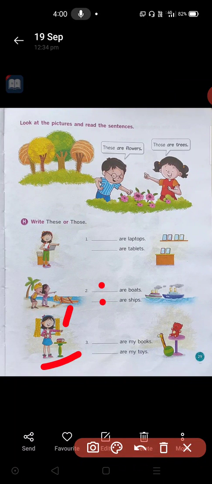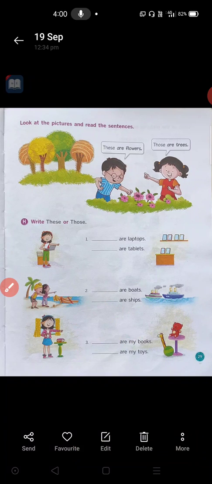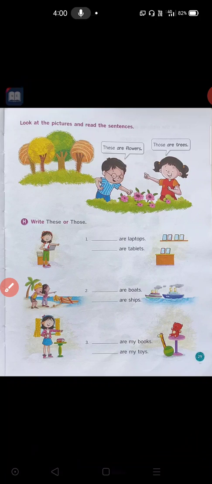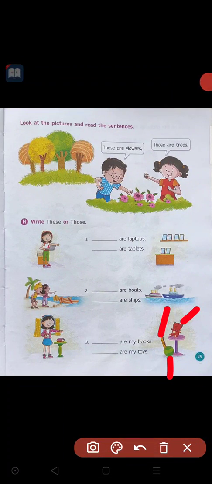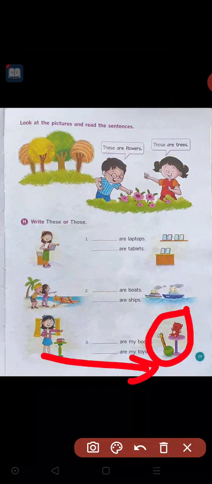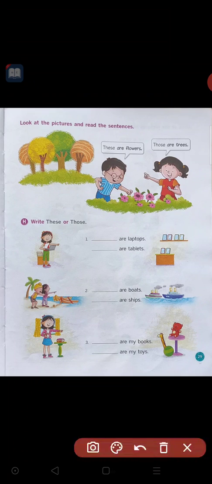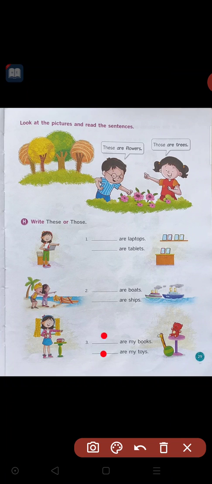Next, here you see books are here on the table. So books are nearer to this girl. That is why she needs to write here these. These are my books. And here toys are there. Okay, a doll is there, then a giraffe toy is there, a ball is there. What are these? If they are nearer to us, these; these are far from this girl, so she needs to call them those are toys. You write here those, here these, here those.